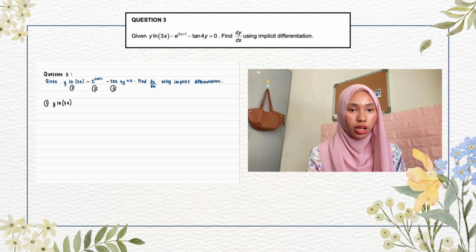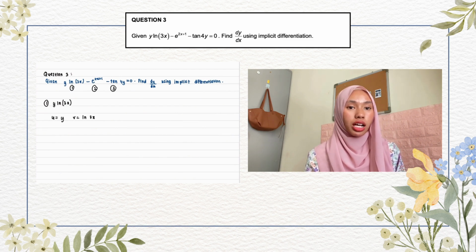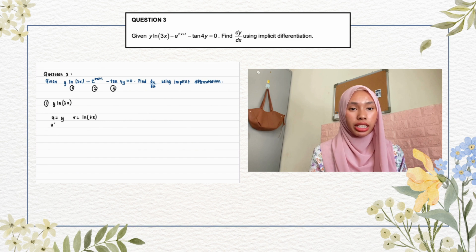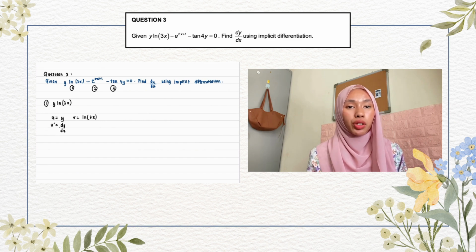For question 3, given y ln 3x minus e to the power of 2x plus 1 minus tan 4y is equal to 0, find dy/dx using implicit differentiation. So for this question, I like to break it into parts. So it will be equation 1, equation 2, and equation 3.